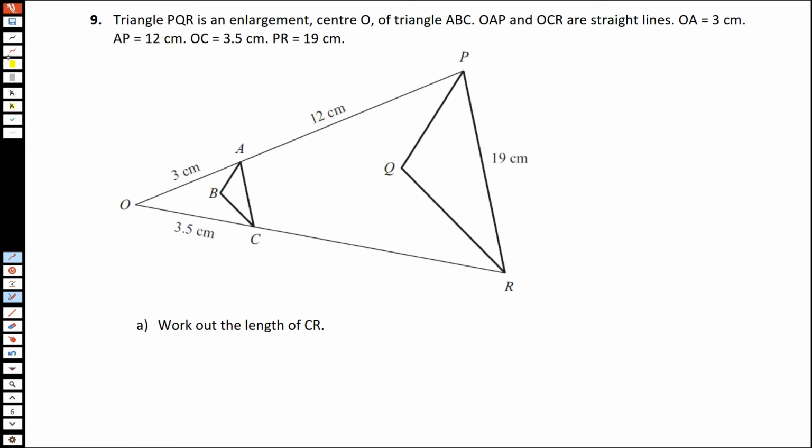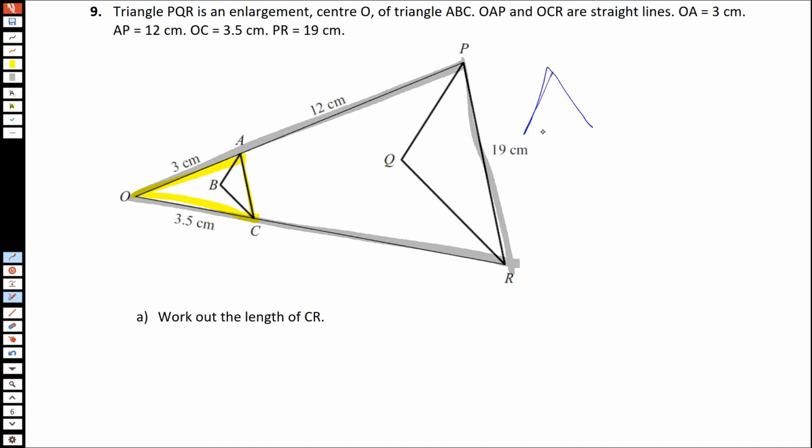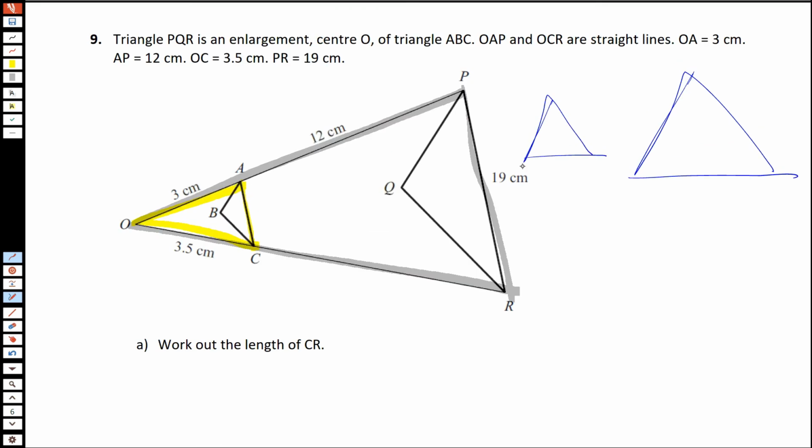All right, so what I want to consider here is these two triangles. Let's consider this triangle here and this triangle here. If we consider those two triangles, let's see how this will look. So we have the smaller triangle here, the larger triangle there, something like that, not drawn to scale.